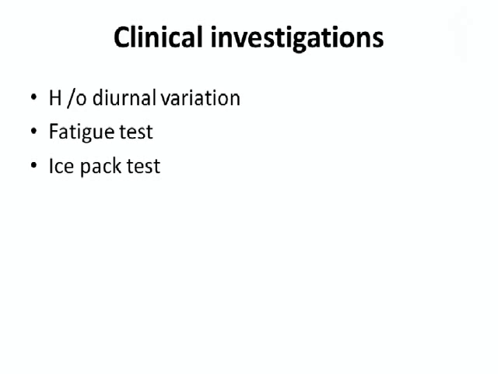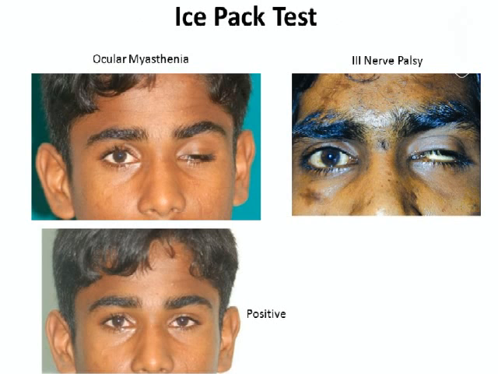So this is a patient with ocular myasthenia with ptosis. After ice pack test, after keeping the ice pack on the ptotic eyelid for 2 minutes, the patient has improvement in ptosis. This is a case of ocular myasthenia. This is a case of third nerve palsy with ptosis and exotropia. The ice pack test was negative in this case. So this is a key point in differentiating myasthenia.